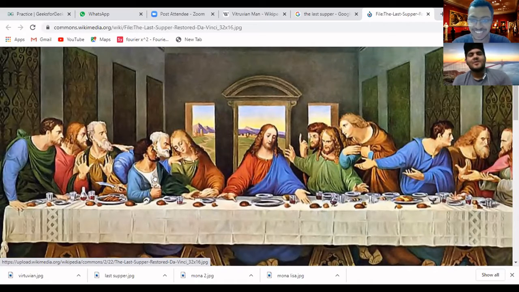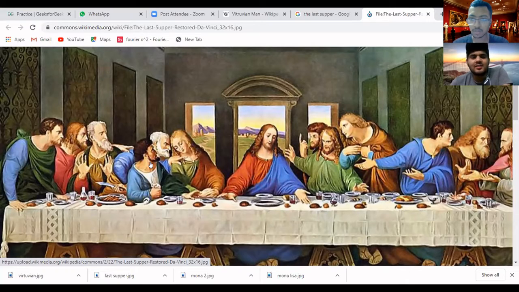This is one of the reasons why black people are not respected in the Americas, because you can see in this painting that all the other people are white and this person is made quite black.